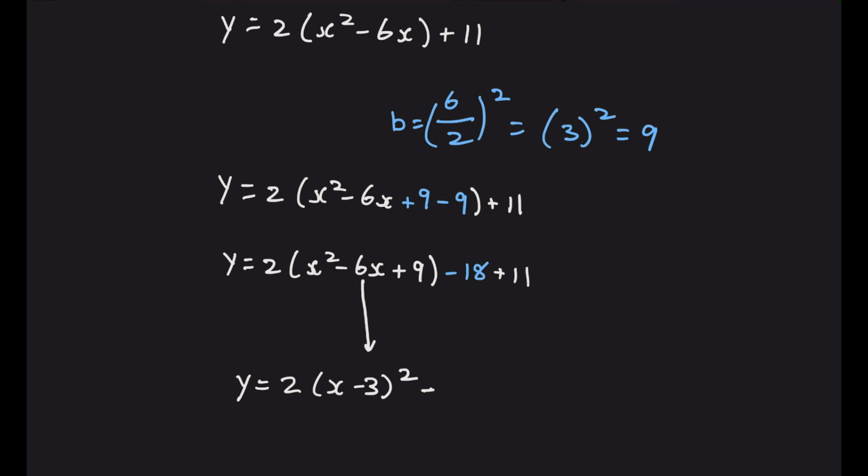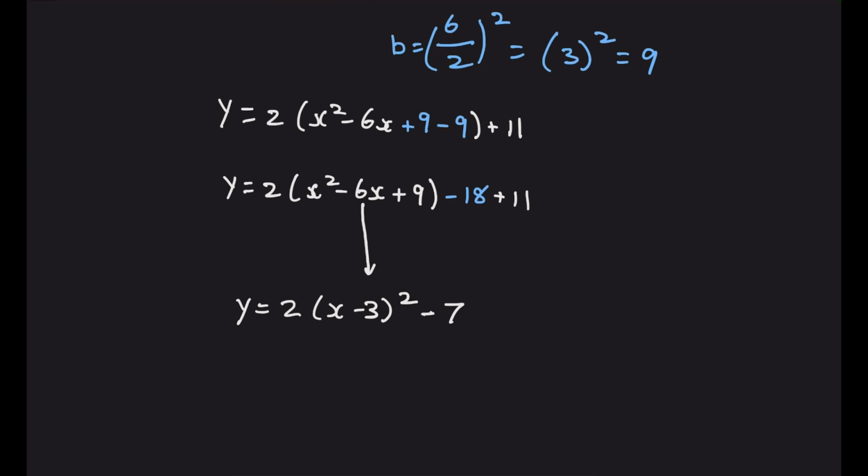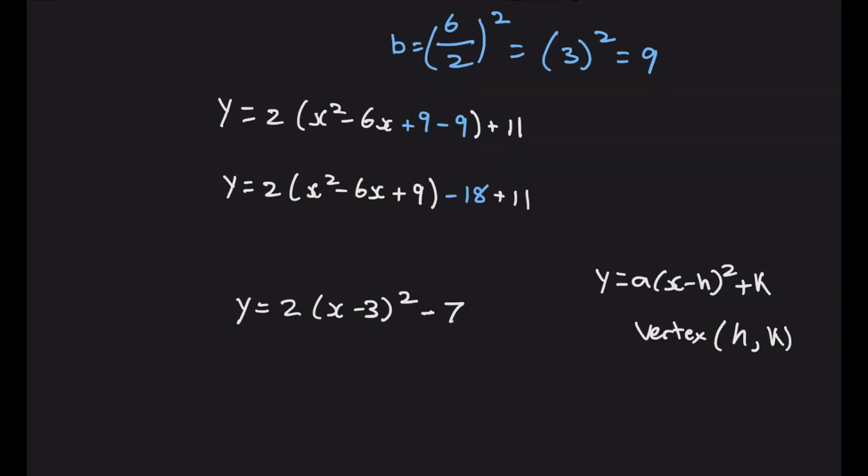So yeah, negative 18 plus 11, that's just negative 7. And here we go. Now we have it in vertex form. If you need a reminder, a(x minus h) squared plus k, where the vertex is (h, k). So what's the vertex of this? It is 3 and negative 7. So the vertex is (3, negative 7).